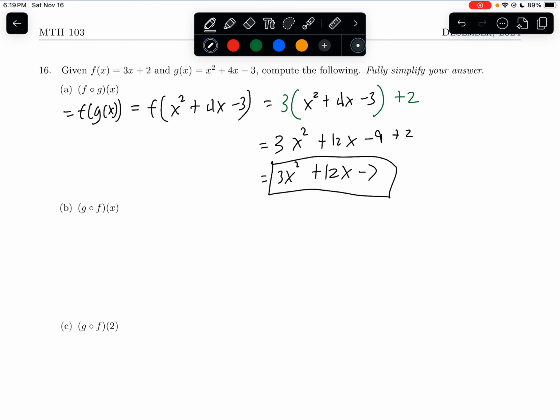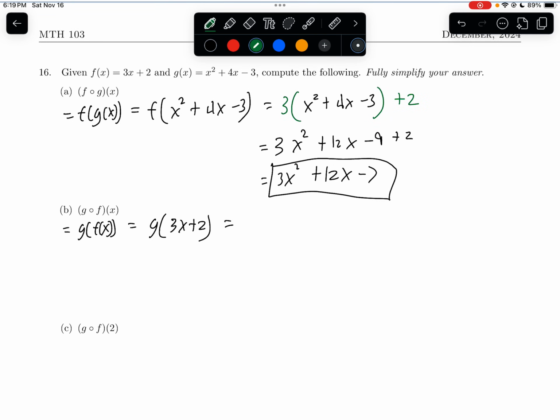Now what happens if I do it the other way? This is the case here, and it is the case in general, that these will not be equal to each other. You do have to do this out. What this means is I'm putting f into g, so I'm going the other way now. And what do I get when I do that? Well, according to the function for g, I square the input, then I add 4 times it, and then I subtract 3, and we're just going to do that.